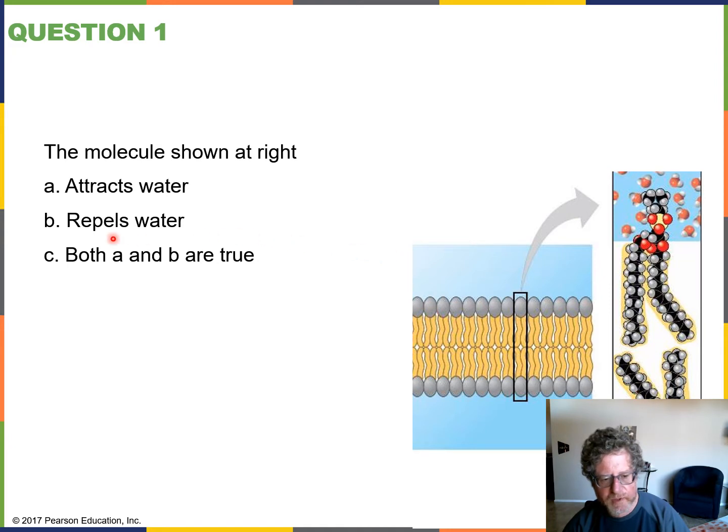Okay, and both A and B are true. It's a phospholipid. The top part is charged. The bottom part is a lipid that's nonpolar or uncharged. And so when it forms a bilayer, the part that's charged is on the outside attracted to the water, and the parts that are uncharged and repel the water are on the inside of the bilayer facing one another.